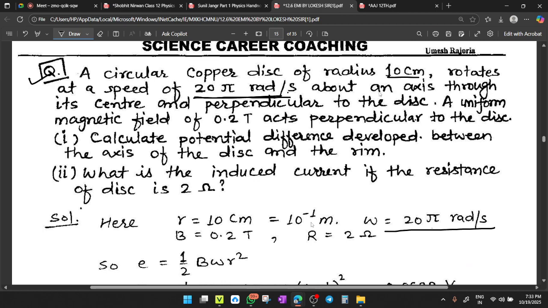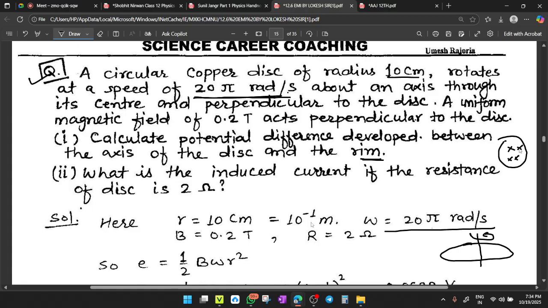About an axis through the center. Same concept. Here the axis is perpendicular to the sheet. About an axis through the center perpendicular to the sheet. A uniform magnetic field of 0.2 Tesla acts perpendicular to the disk. Same here, the uniform magnetic field is applied perpendicular to the disk. Calculate the potential difference developed between the axis of the disk and the rim.